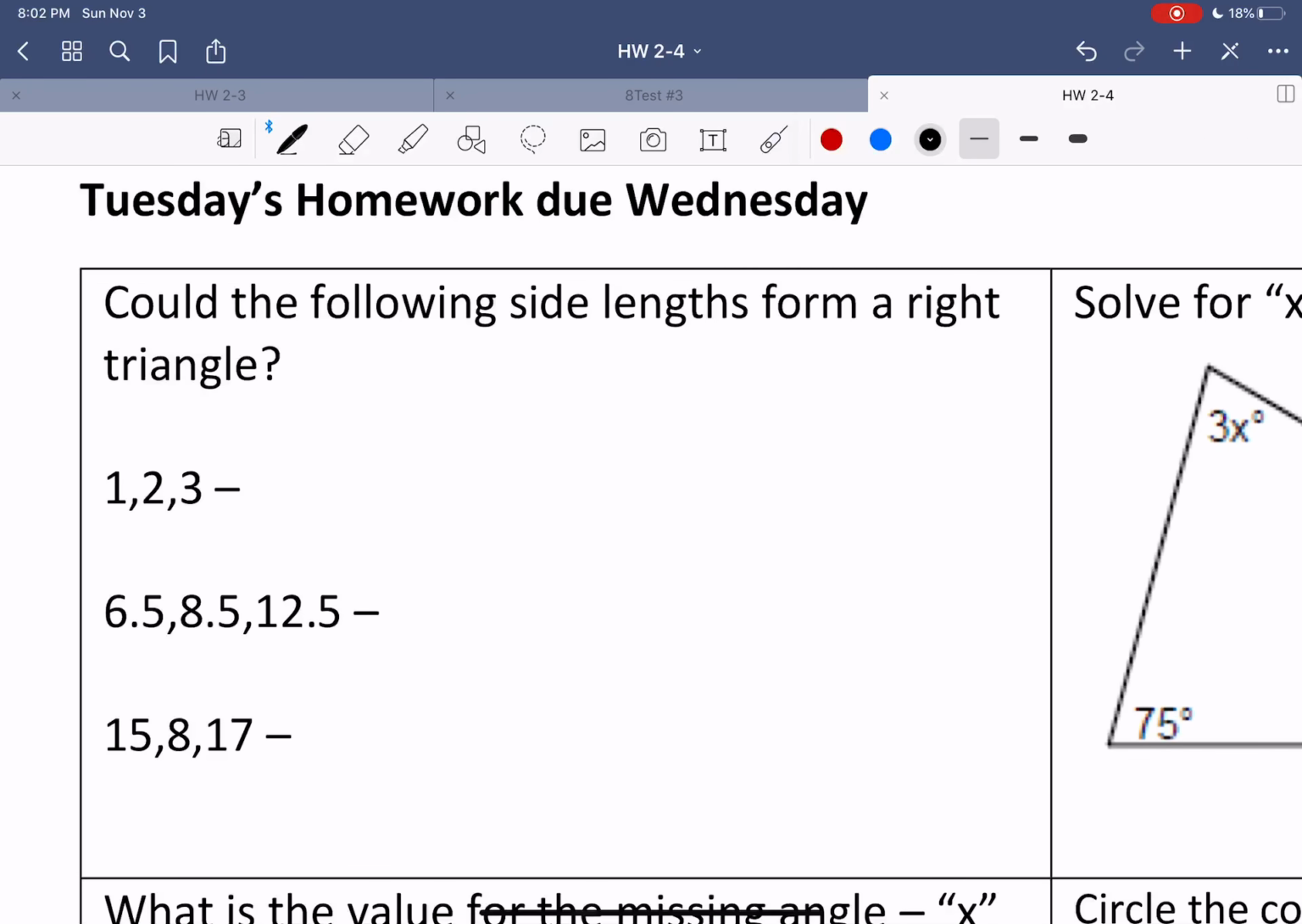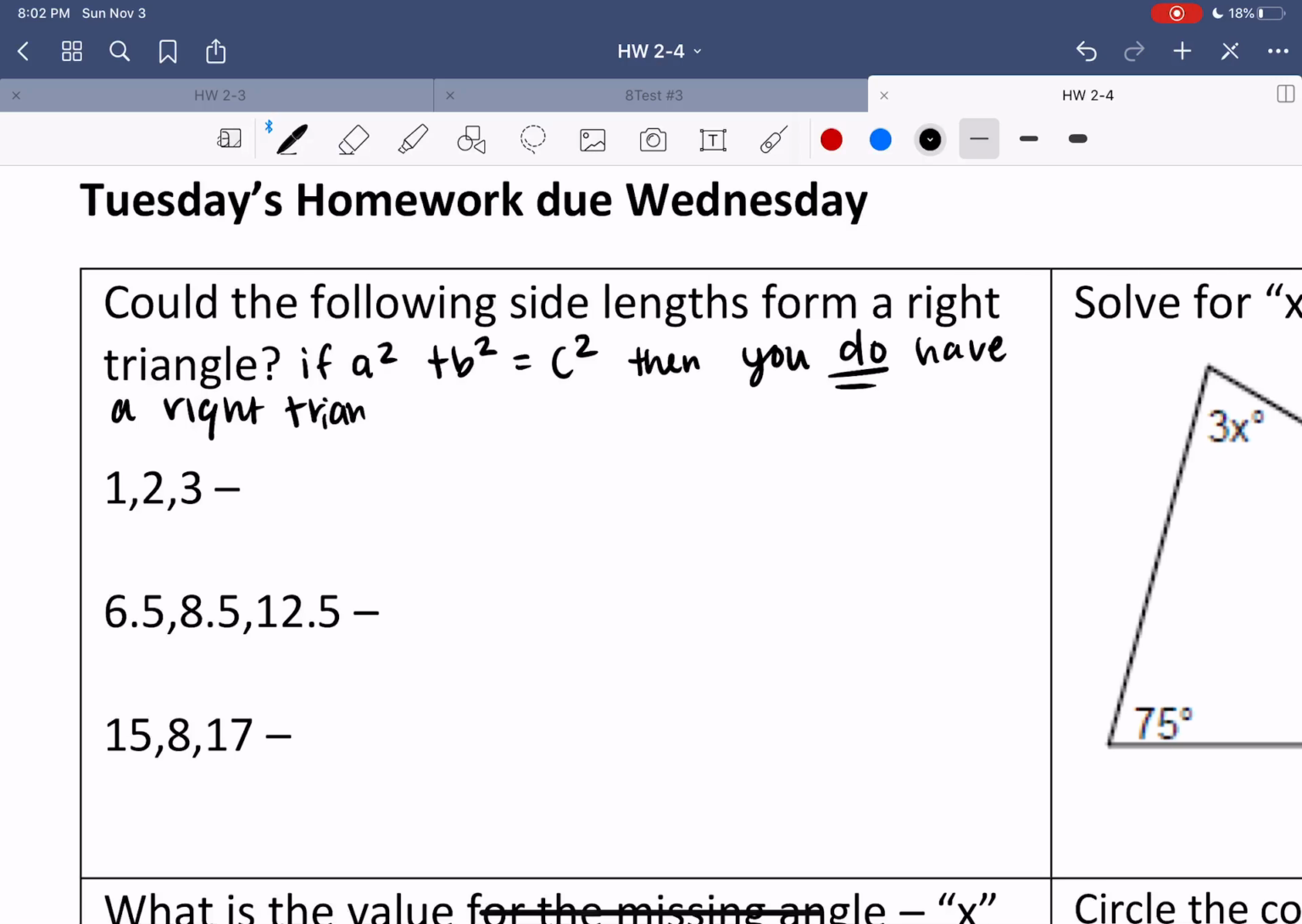So Tuesday, could the following side lengths form a right triangle? In order to prove if something is a right triangle, if a squared plus b squared equals c squared, then you do have a right triangle. The only thing with the number set you're given is that you have to make sure C is the longest.